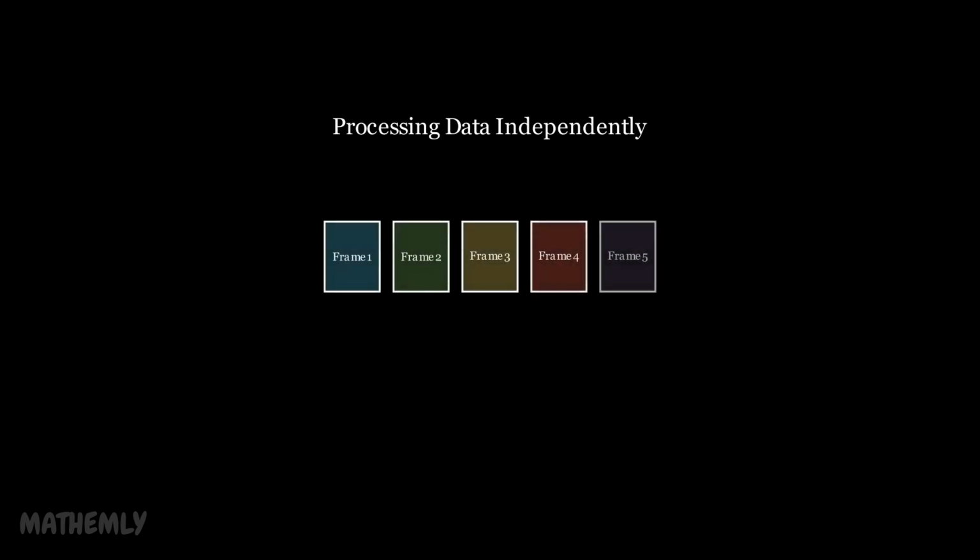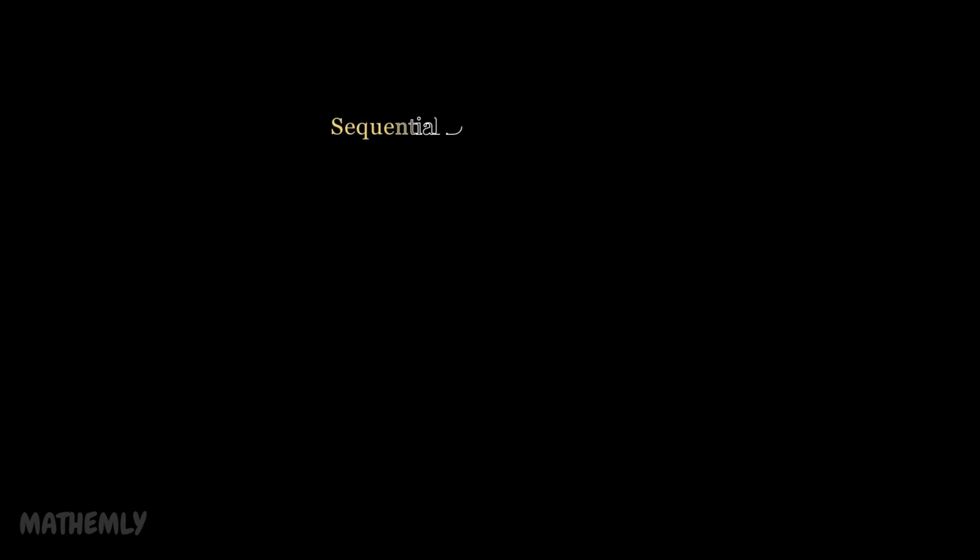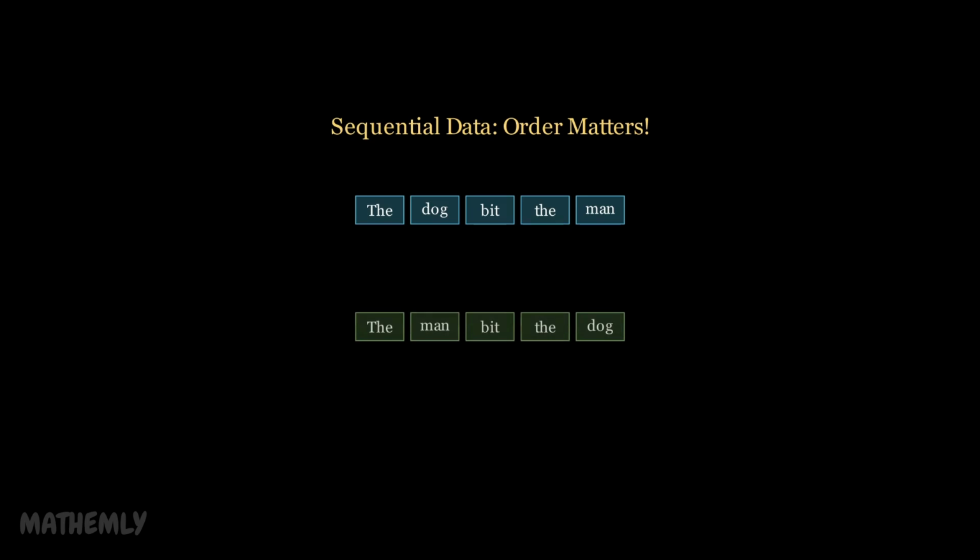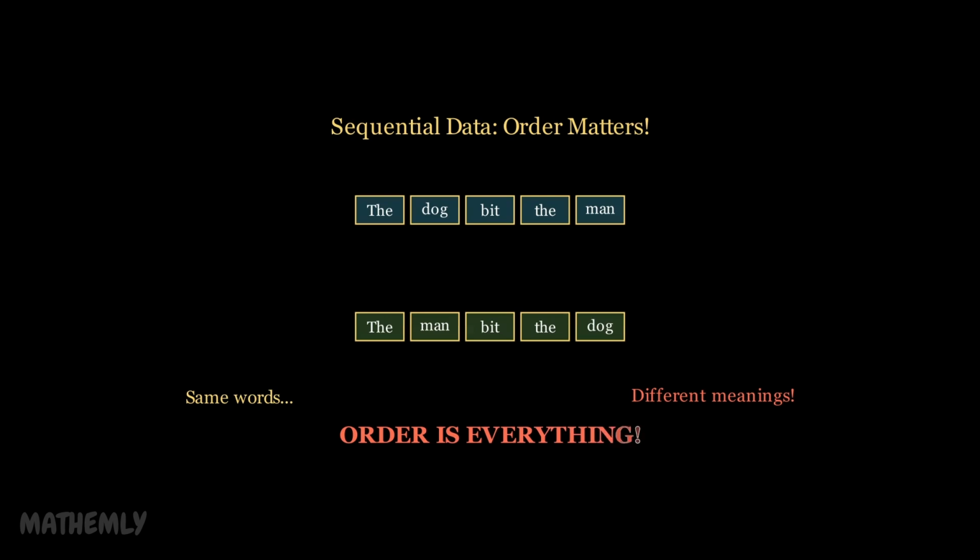But the bigger issue is how they process that data. A standard network takes an input, processes it, and gives an output independently. It's like trying to understand a movie by looking at individual frames shuffled in a random order. You would completely lose the plot. Traditional networks struggle with sequential data, where the meaning depends entirely on the sequence and the order of events. For example, think about the phrases, "the dog bit the man" and "the man bit the dog." They use the exact same words, but the order changes the meaning entirely.